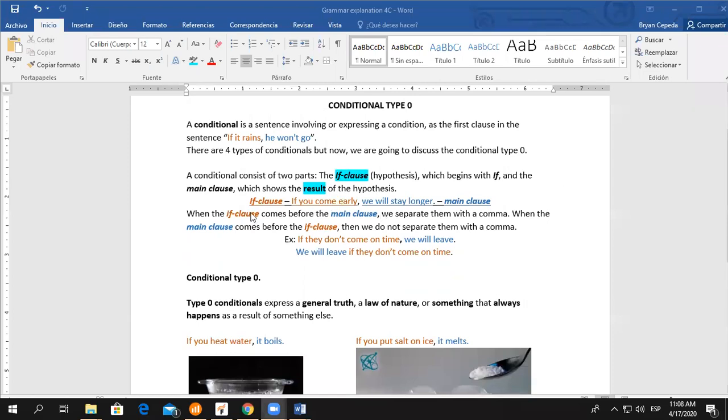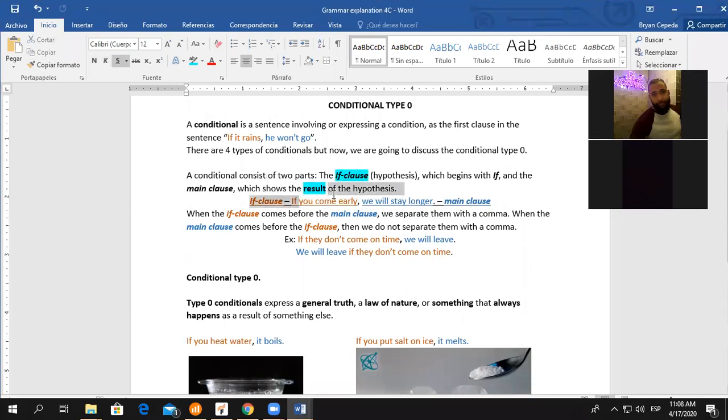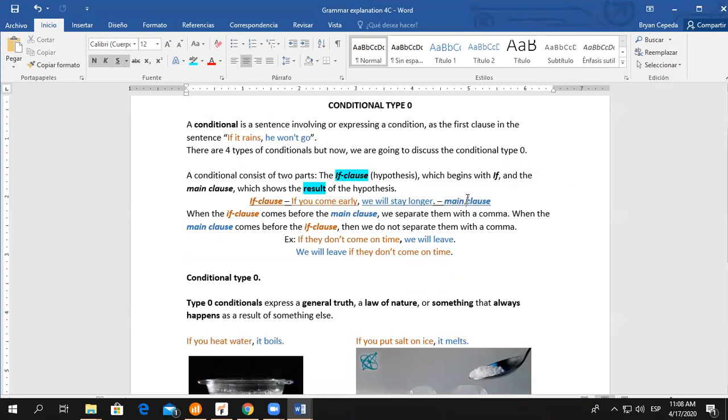So in this sentence, we have the if clause. What is the if clause? If you come early. You can see that it has the same color, so you can identify it. And we have the main clause. Remember, main means principal. So the main clause is you will stay longer. This is the main clause, okay? So the conditional has 2 parts, the if clause and the main clause.